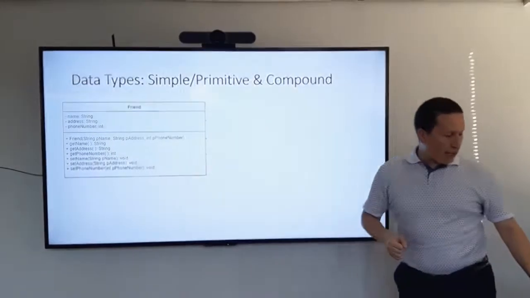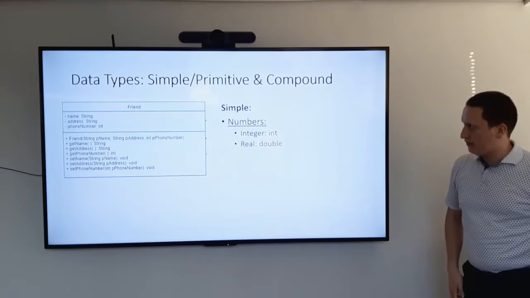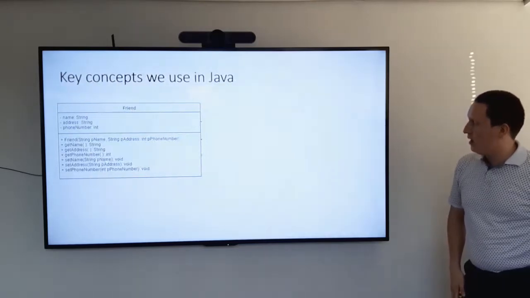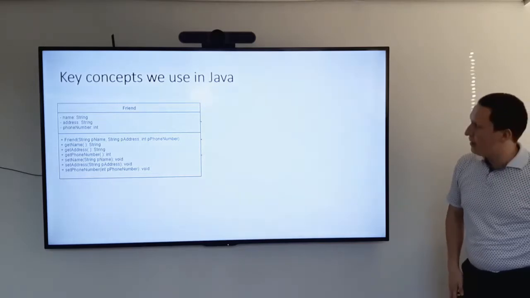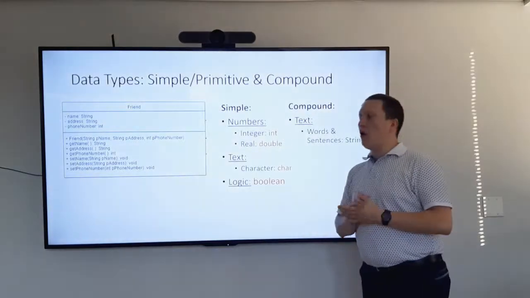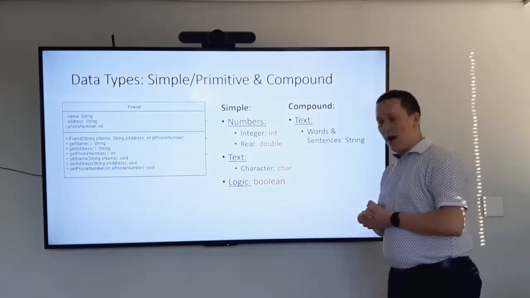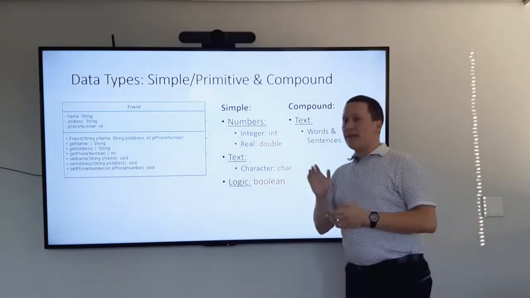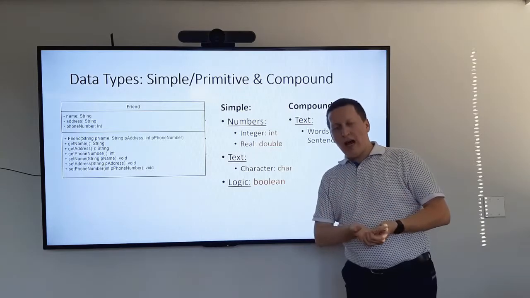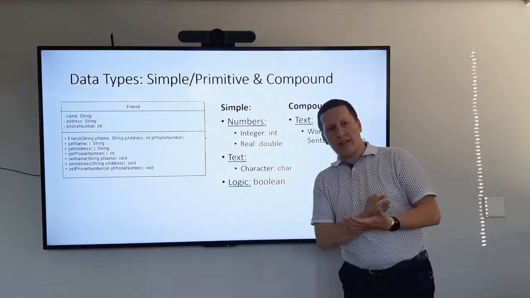So, let's observe what else we have here. We have data types. I'm sorry, right here, let's go back. Perfect. So we have data types that are simple or primitive, and data types that we understand as compound. Simple data types are those that come with a programming language and are not built based on other data types.